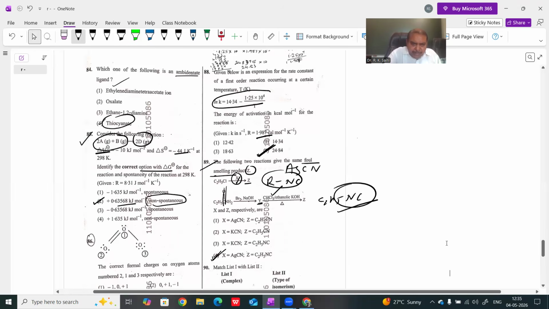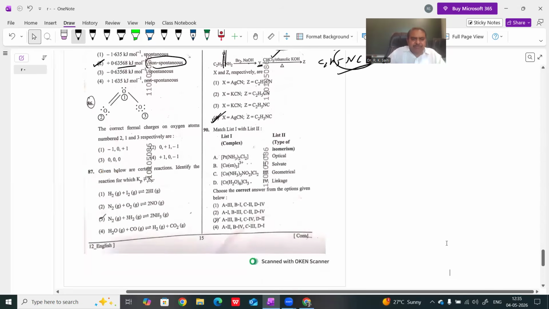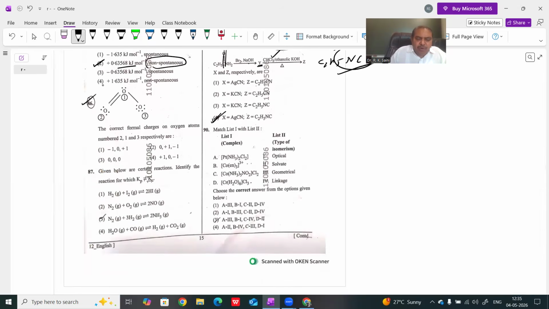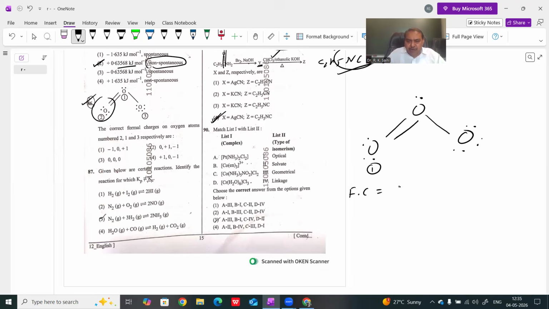Question number 90. Question 86, taken from chemical bonding, like ClF3: the formal charge at the oxygen atom. In oxygen, first the formal charge; this is ozone, very important, the first compound given in your chemical bonding. To find the formal charge for this oxygen: number of electrons in the valence shell in the free state is 6, minus number of bonds 2, plus number of unshared electrons. Therefore the formal charge of the first oxygen is 0.